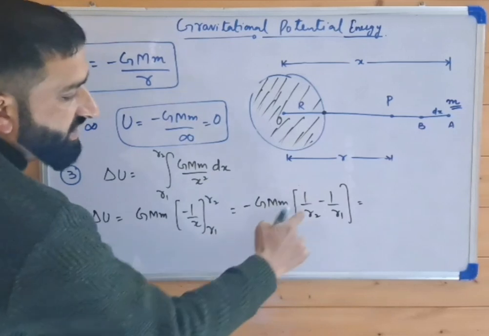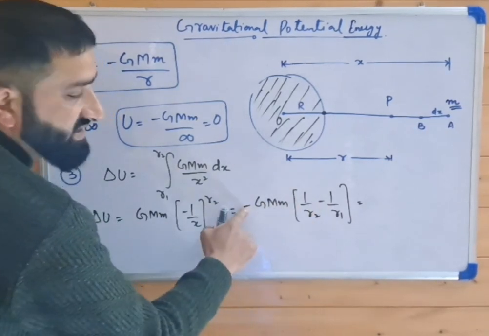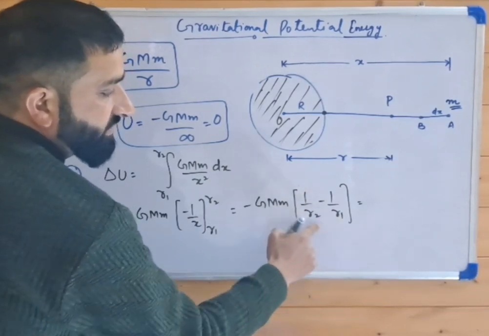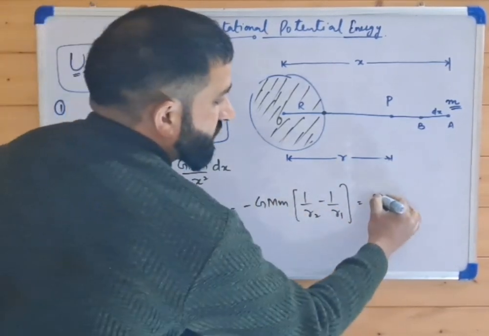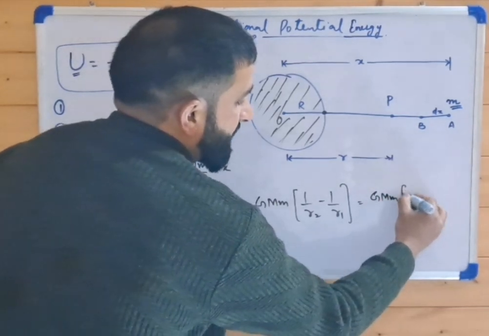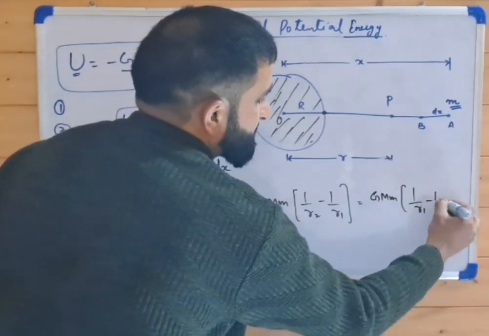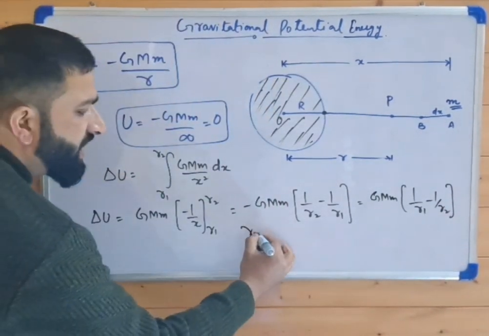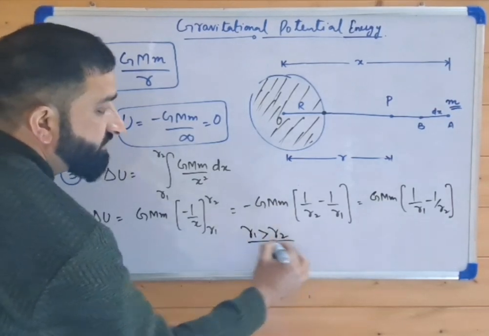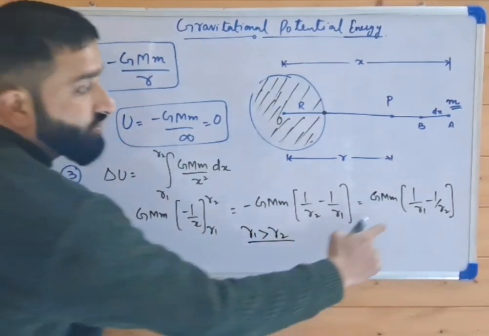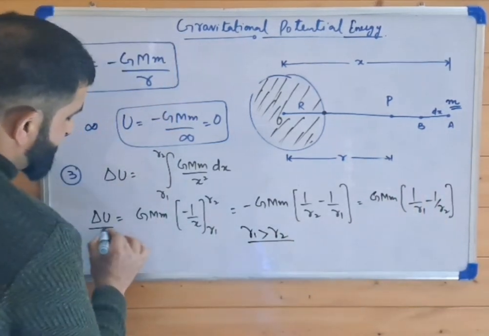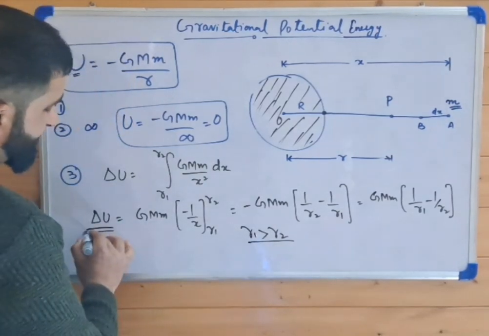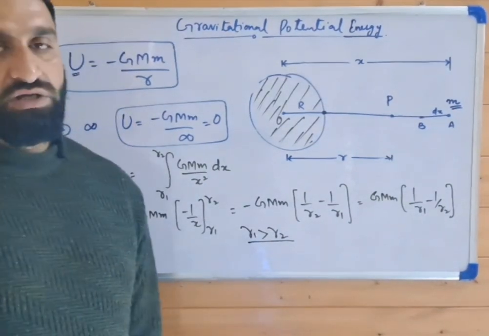Or we can say, if we take minus common, that minus and minus will become plus, and in the brackets the expression will be 1 by R1 minus 1 by R2. That is GMm into 1 by R1 minus 1 by R2. Now here we can say, if R1 is greater than R2, by cross multiplication, the change in potential energy will be negative. If R1 is less than R2, the change in potential energy will be positive.